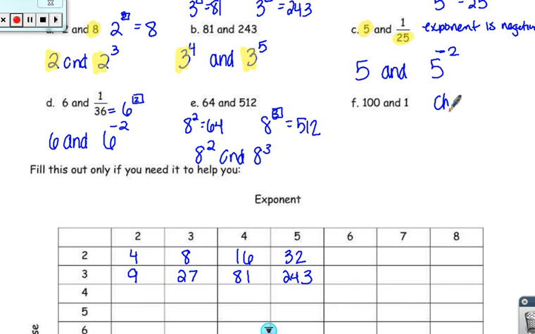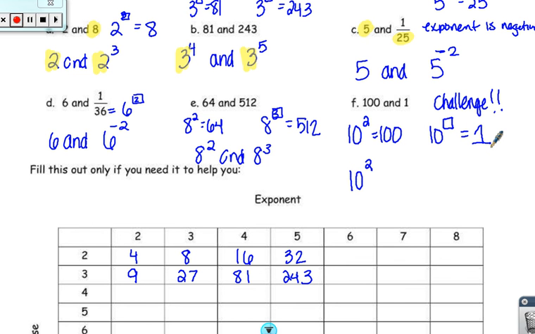All right, here's a little challenge. 100 and 1. What do you know about 100? I know that 10 squared is 100, right? So if I make 100 have a base of 10, then 10 to the what power would be 1? If you guys recall, anything to the 0 exponent makes 1. So this would be 10 squared and 10 to the 0.